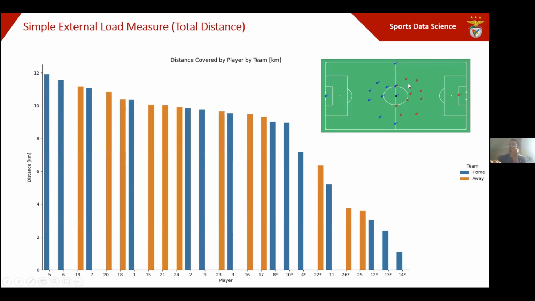It's not easy to see here. You'd have to run the script yourself so you can look. 5 and 6 were the right winger and the right central midfielder.